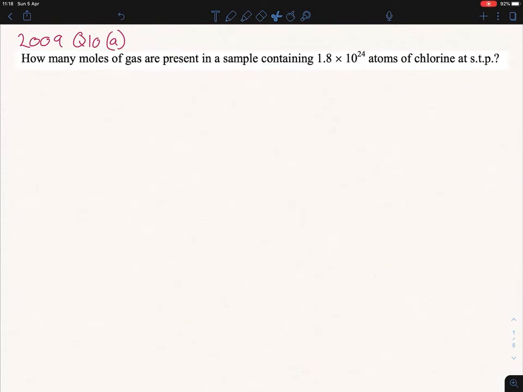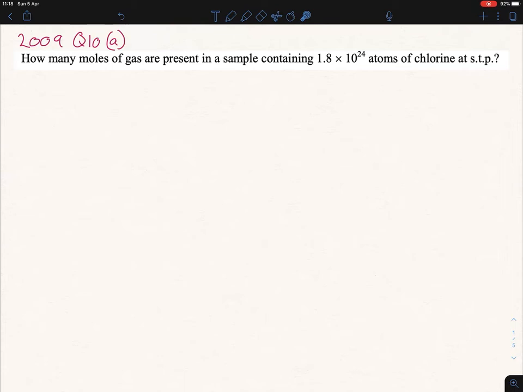Hi everybody, so today we're going to look at calculating the number of moles of a gas. This is 2009 question 10a that we're going to specifically focus on. If we read the question, it says: calculate how many moles of gas are present in a sample containing X amount of atoms of chlorine at STP.